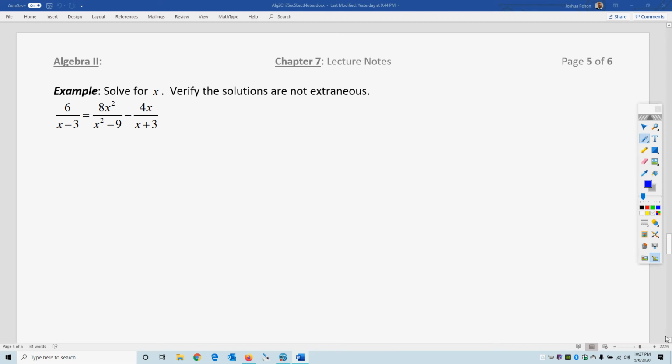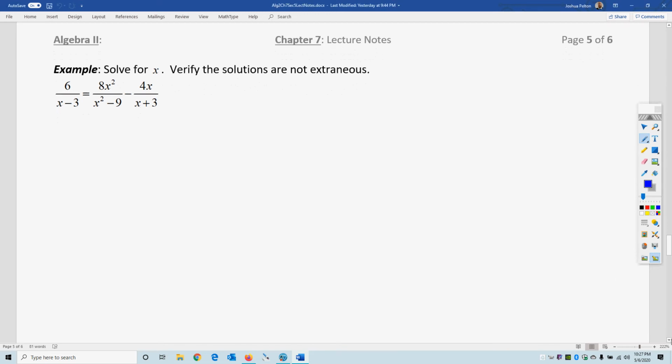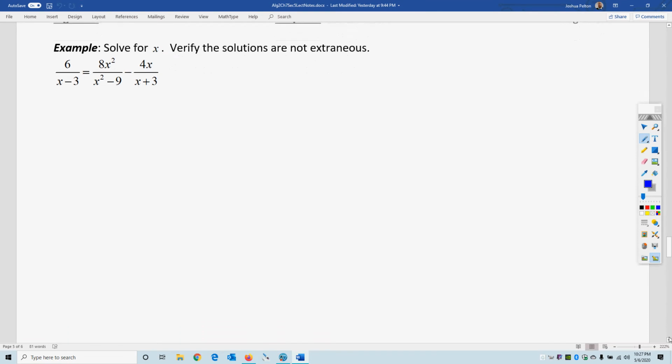All right, this is Professor Peldon. This is Algebra 2, Chapter 7, Section 5. We're still solving rational equations. These equations still have multiple terms on both sides. We still need the LCD.